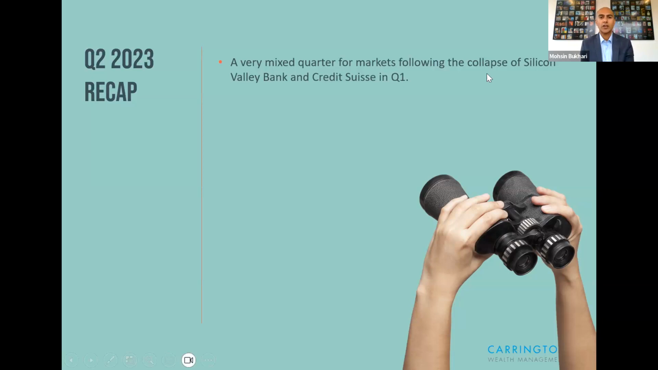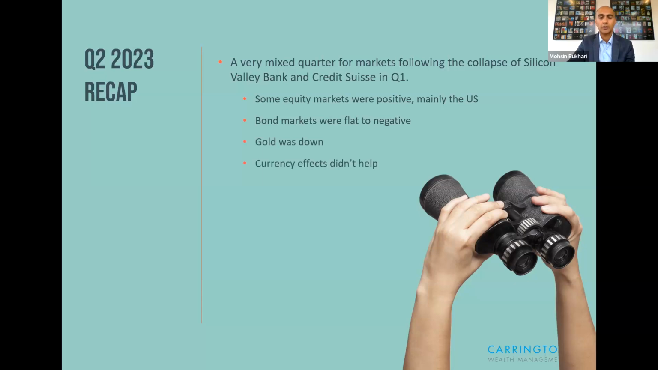Okay. So it was a very mixed quarter following the collapse of Silicon Valley Bank and Credit Suisse in Q1. Some of the equity markets were positive, mainly the US ones, and we'll come on to why a bit later on, but that was largely due to technology stocks, and particularly those attached to artificial intelligence, seeing some significant share price gains. The bond markets were generally flat to negative. Gold was also down, and then some currency effects didn't particularly help.